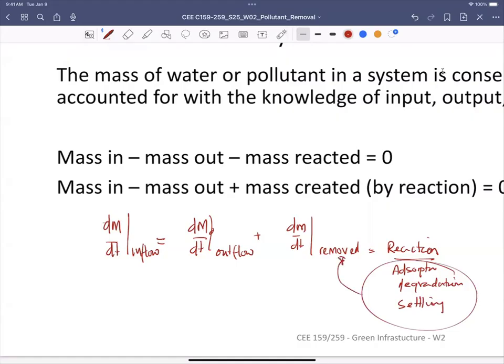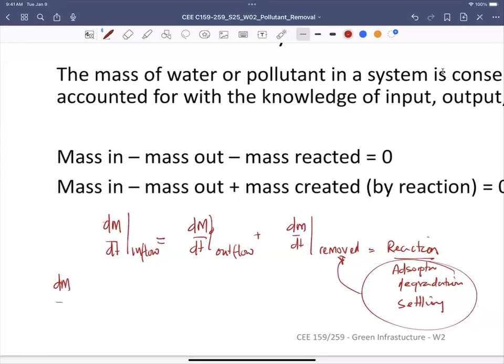So as long as you know how to express them, that will determine the equilibrium, or when there is a steady state condition, they are equal. But if it's not, then the difference is the pollutants being accumulated in the system. So that means you can write dm/dt accumulation, or how much pollutant accumulates in the green infrastructure.